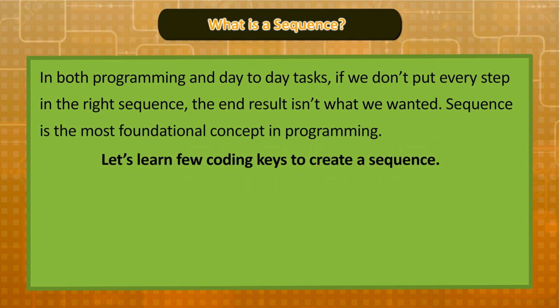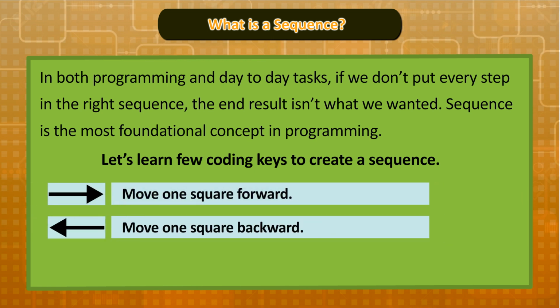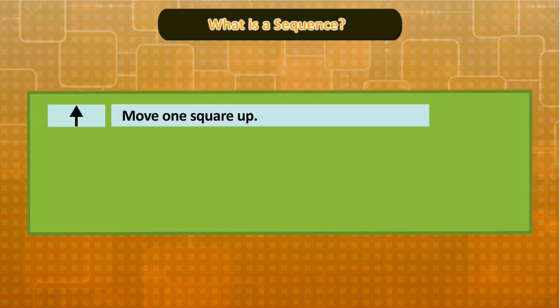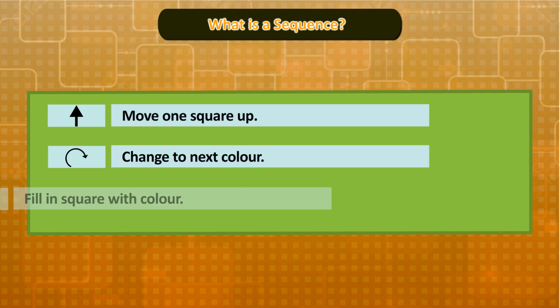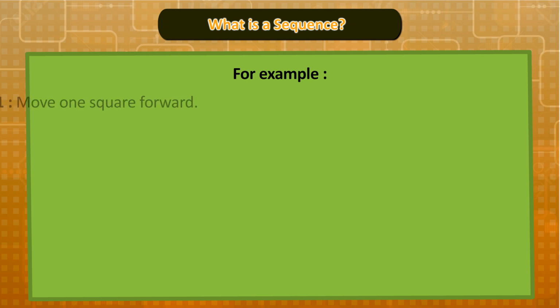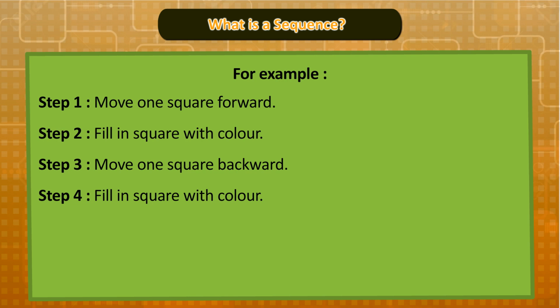Let's learn a few coding keys to create a sequence. Move one square forward. Move one square backward. Move one square down. Move one square up. Change to next color. Fill in square with color. For example, Step 1. Move one square forward. Step 2. Fill in square with color. Step 3. Move one square backward. Step 4. Fill in square with color.